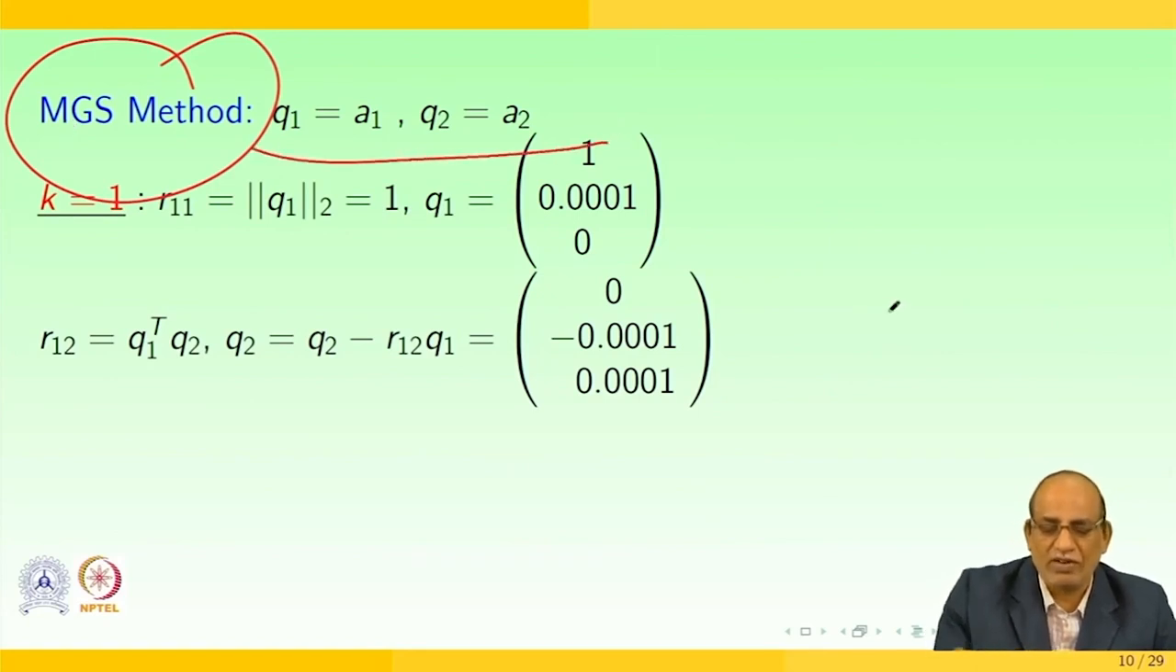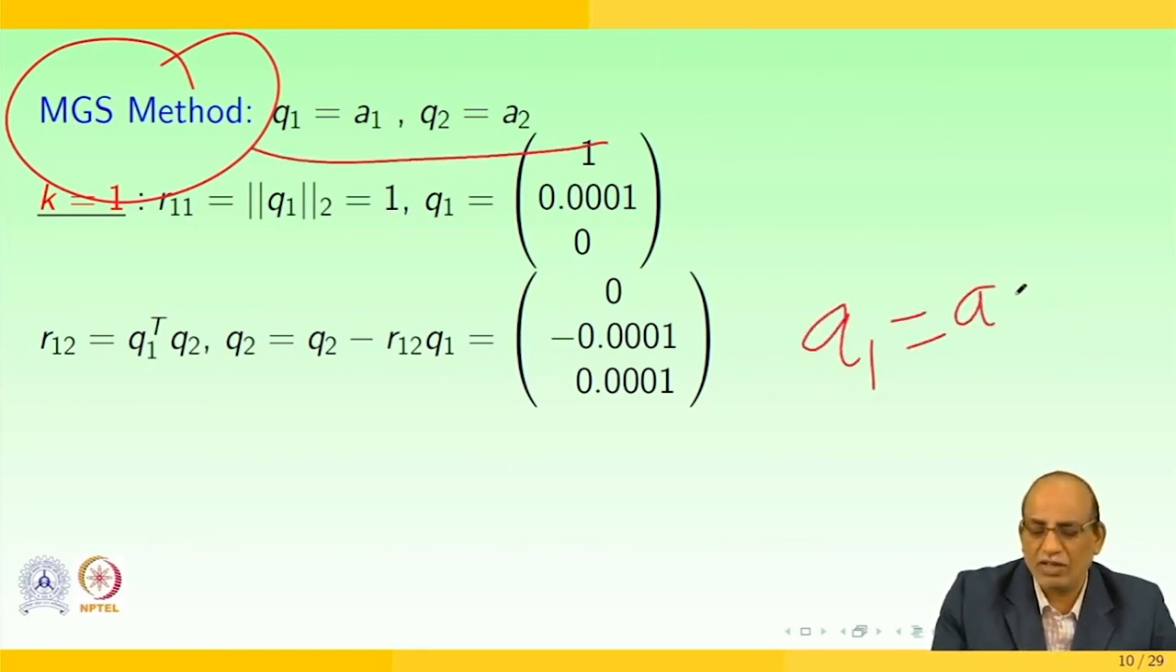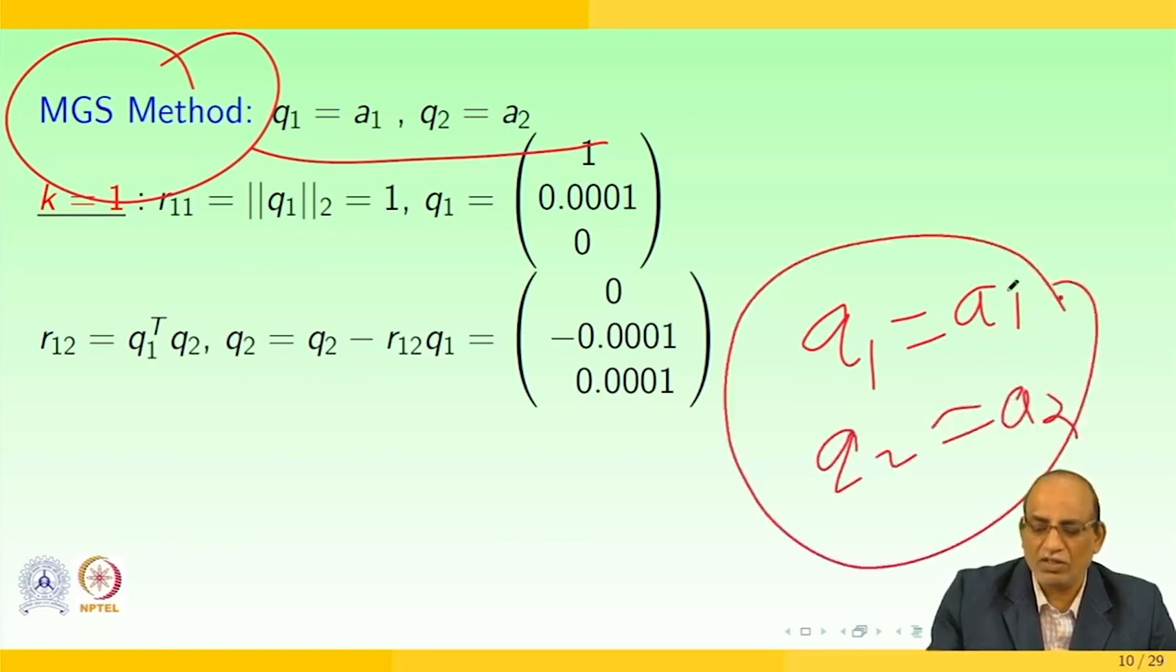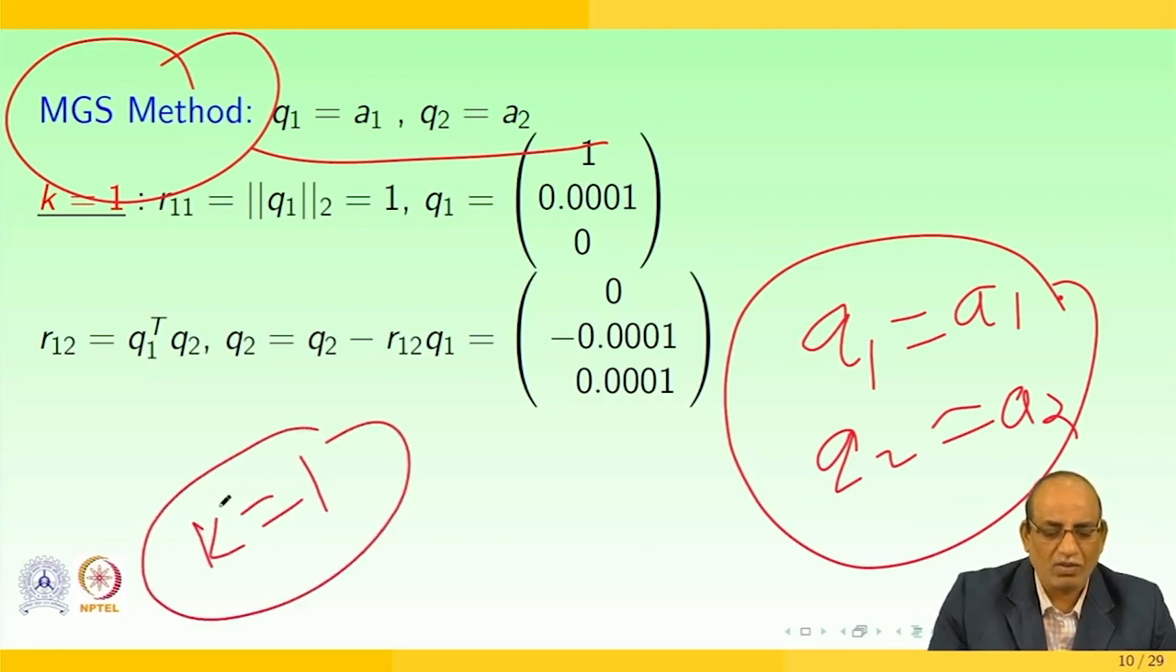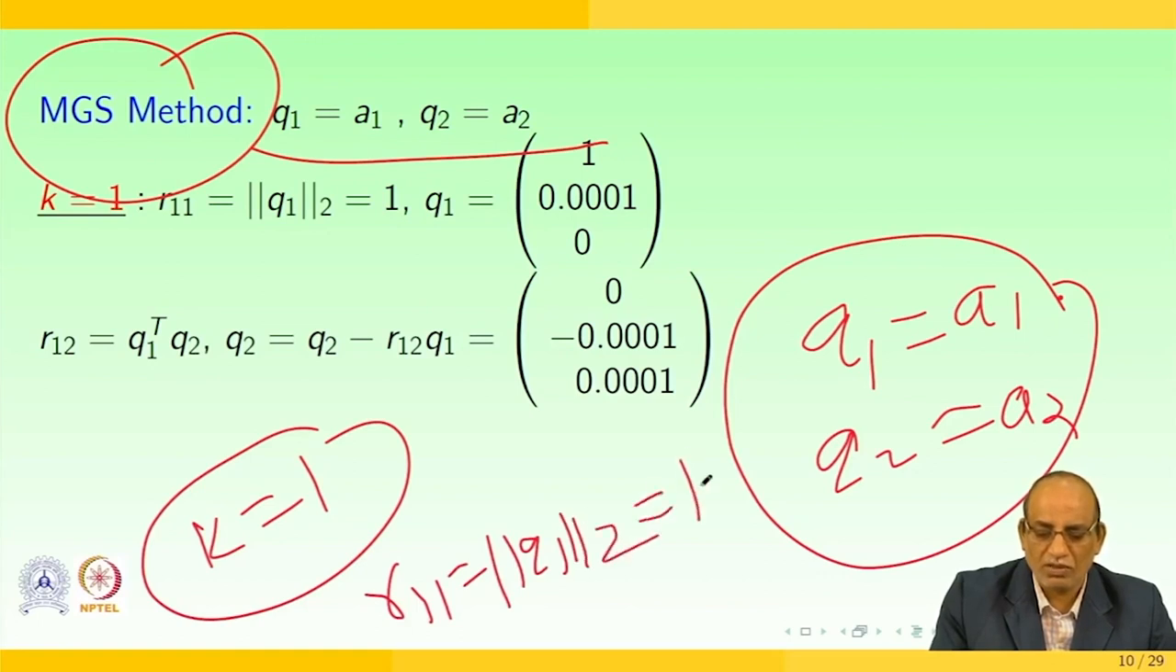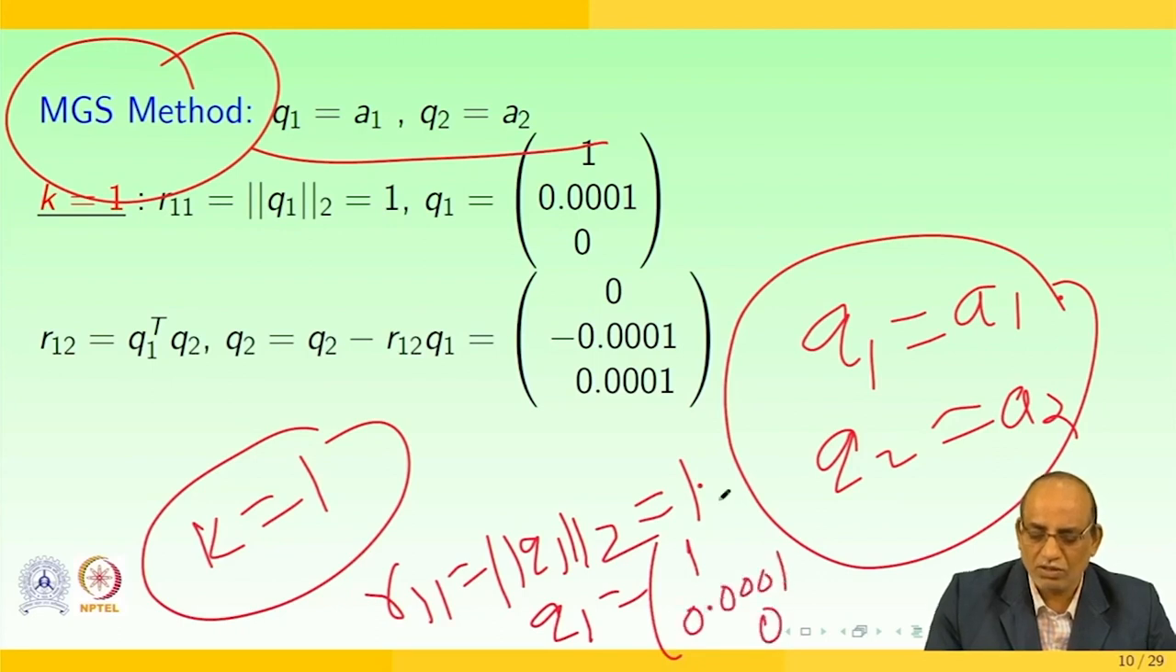So, Q1 is equal to A1. Fine. Q2 is equal to A2. So, I have got it. Similarly, I execute the algorithm for k is equal to 1. What would happen? R11 is equal to the 2-norm of Q1, which is 1. Q1 is equal to 1, 0, 0, 1, 0. This is the Q1.